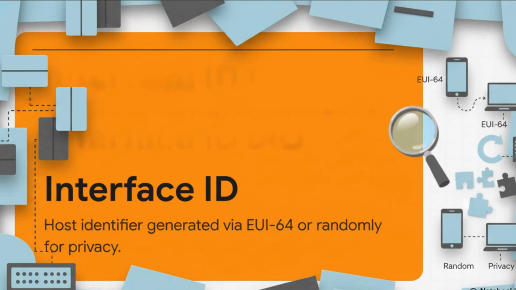And once that packet arrives at the local network, the second half takes over. The interface ID pinpoints your specific device. What's absolutely fascinating here is how this is generated. It can actually be cleverly auto-generated by the device itself using its own unique hardware MAC address through a process called EUI64. This means devices can literally configure themselves the moment they connect to a network. Or, alternatively, for those of us concerned about tracking, devices can just generate this ID randomly to protect your privacy.